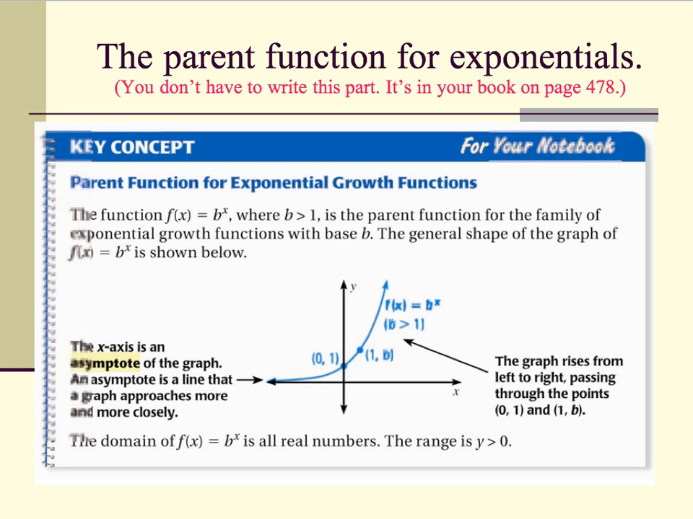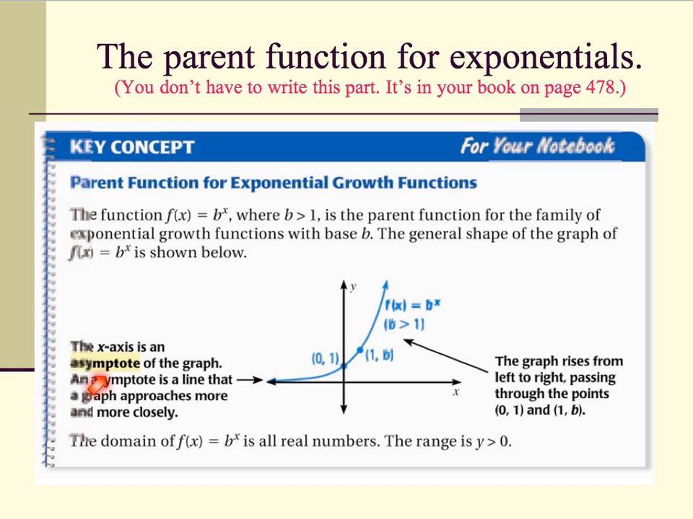If you think about it, anytime you multiply something by a number greater than 1, it makes it bigger. If you multiply something by a number between 0 and 1, it'll be smaller, and that'll be exponential decay, which we'll study tomorrow. So f of x equals b to the x, that's our parent function.